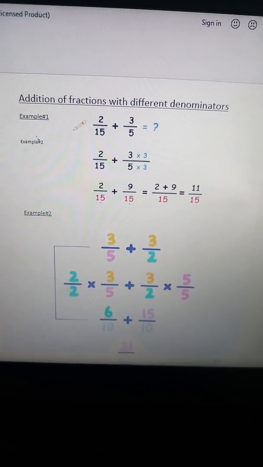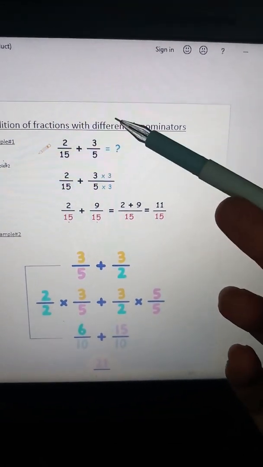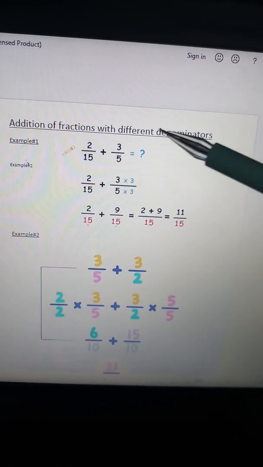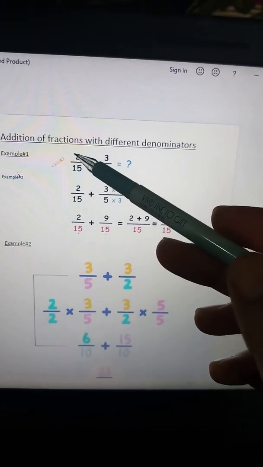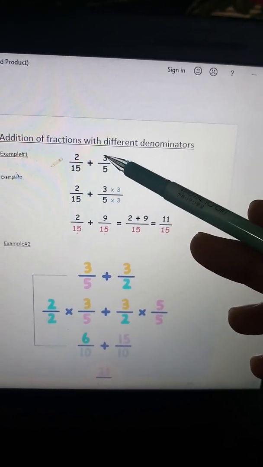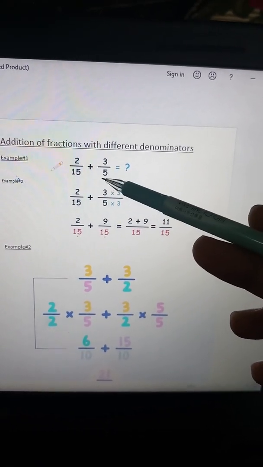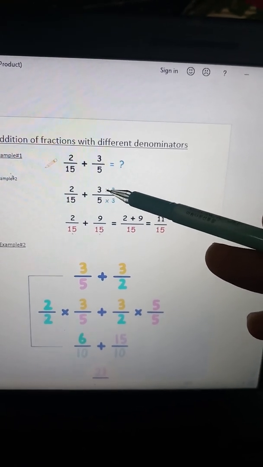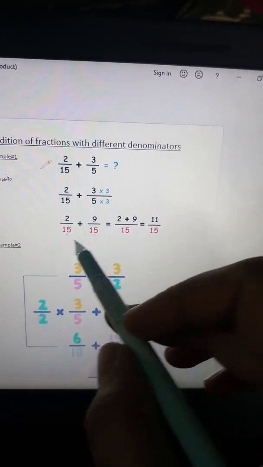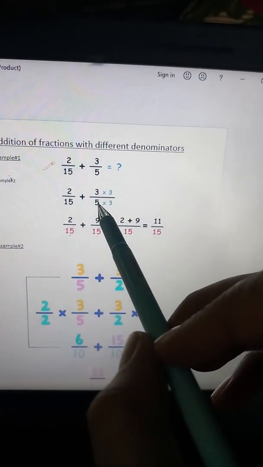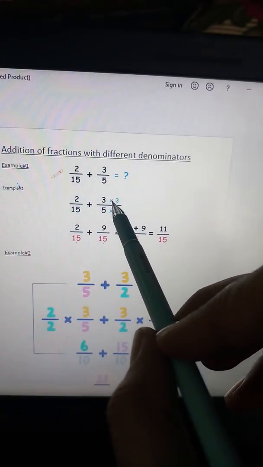The next topic is addition of fractions with different denominators. If the denominators of fractions are different, we cannot add them. First we have to make the same denominator, then we will add them. Okay, so the first fraction is 2 by 15 and the second fraction is 3 by 5. So what we can do to make them the same, we will multiply 5 by 3 and we will get 5 3s are 15, and the denominator will become the same. So when we multiply, we will multiply by 3 in the denominator and the numerator as well.